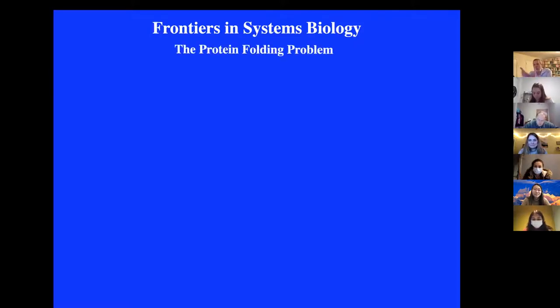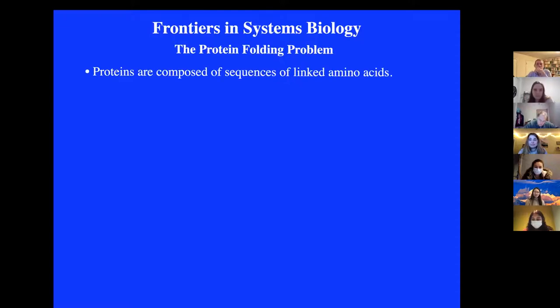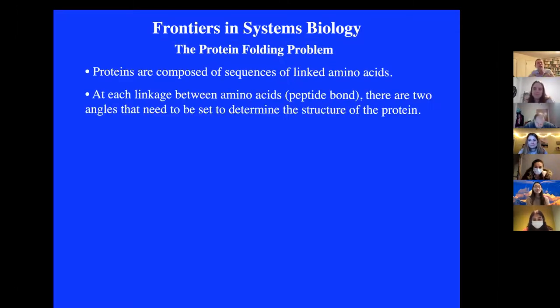So you may have heard of this. This is the protein folding problem. Proteins are composed of sequences of linked amino acids. At each linkage between amino acids, the peptide bond, there are two torsional angles, usually referred to as phi and psi, that need to be set to determine the structure of the protein. The peptide bond itself is rigid, that's the omega angle, but the phi and psi can rotate.